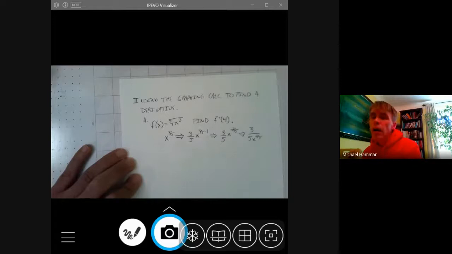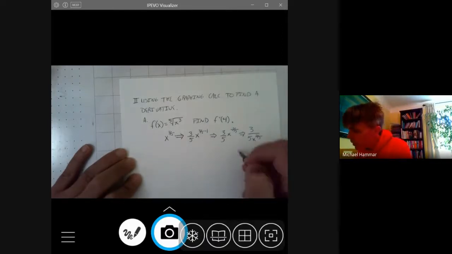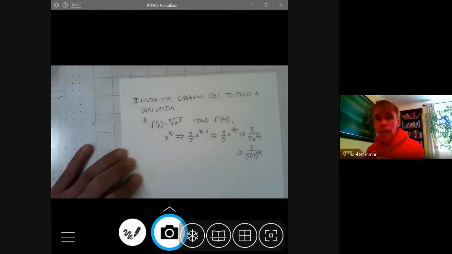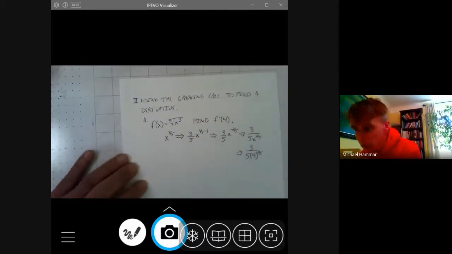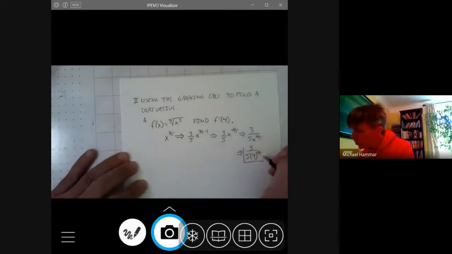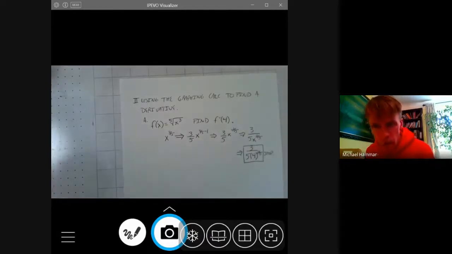Now, I want to find the derivative of this at x equals 4. So what I would end up doing is I would end up having to do 3/5, and I would have to substitute 4 into here and go to the 2/5. And now I would have to calculate that out. So this is where I'm going to stop here. Okay, I'm going to stop right here just because I wanted to show you how you do or use the power rule for something to a square root again.